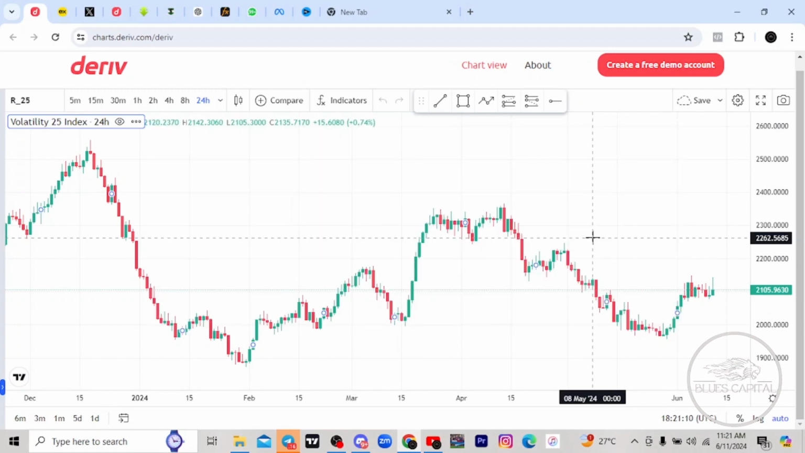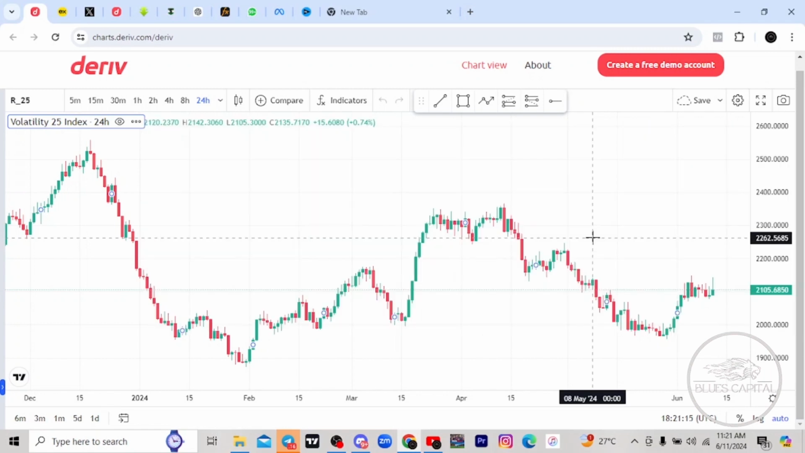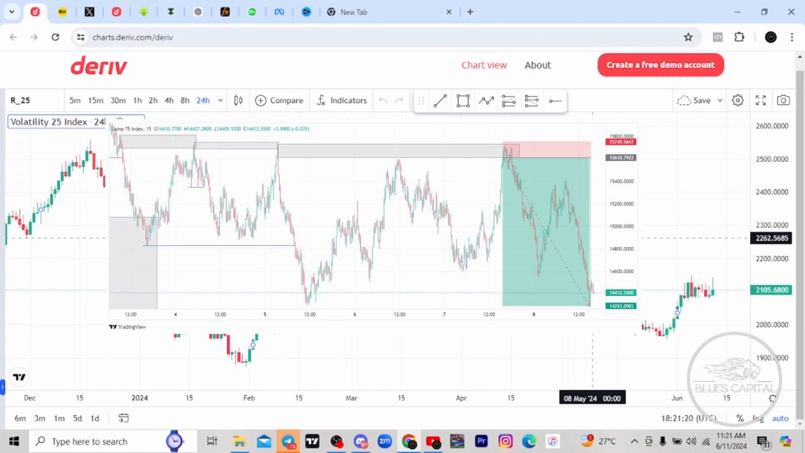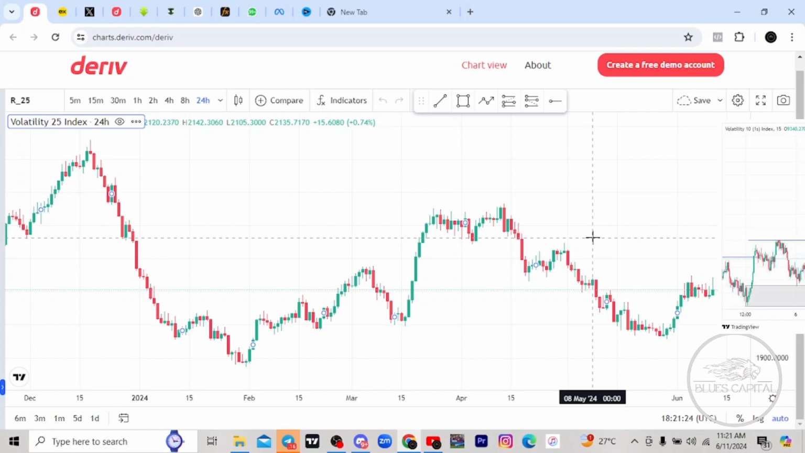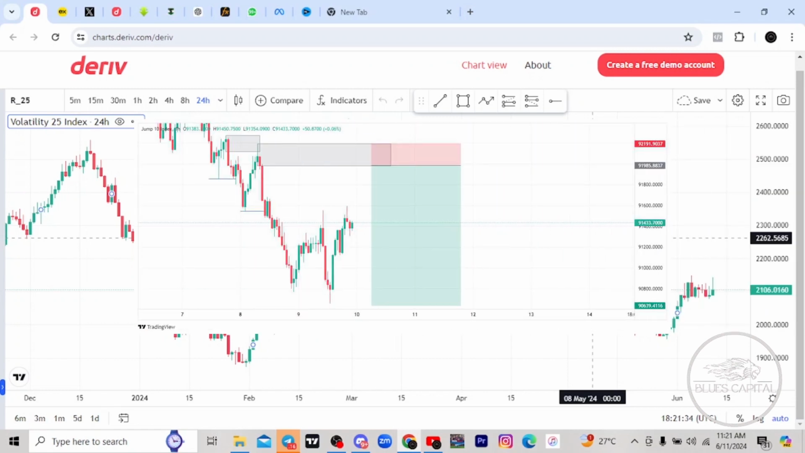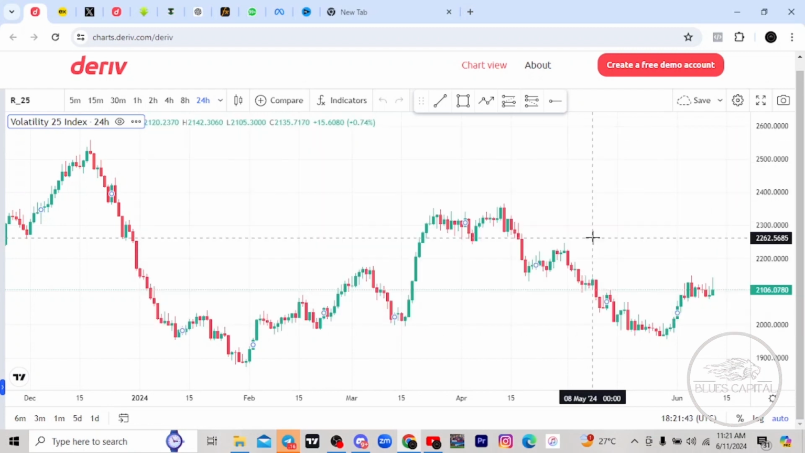The second one was Fixed 100 1x, over 6RR. The third one was Jump 75, over 9RR. That's 9RR, risk to reward ratio. The fourth one was Fixed 10 1x, which is over 14RR. The fifth one, which is the last one, is Jump 10, cut over 6RR. That's risk to reward ratio. So a total of 44RR. So stay tuned guys, make sure you watch till the end.